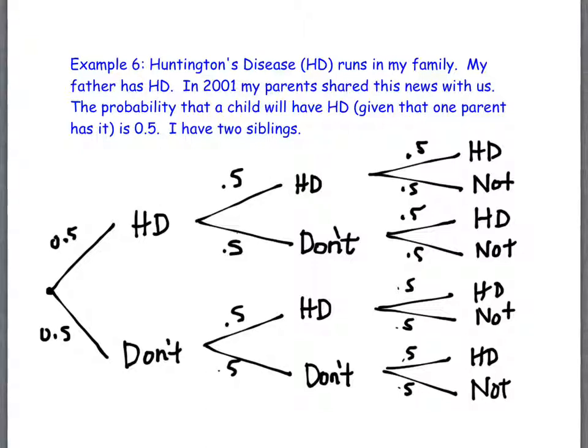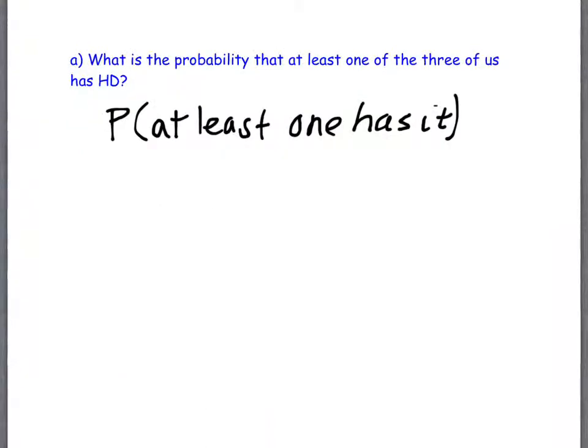There's only one way that doesn't have Huntington's, right? This one right here. So what we could do instead is employ one of the probability rules that we encountered last time that says 1 minus the probability that all don't have it.